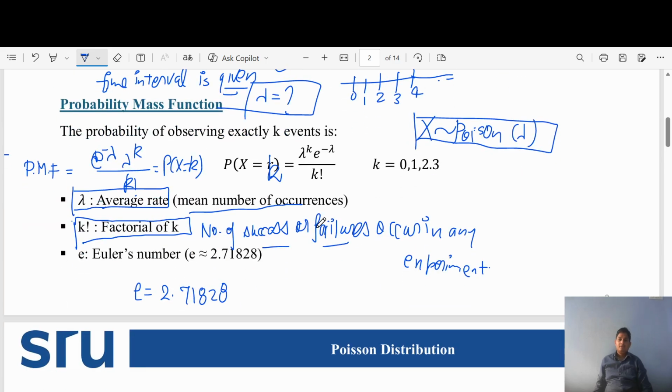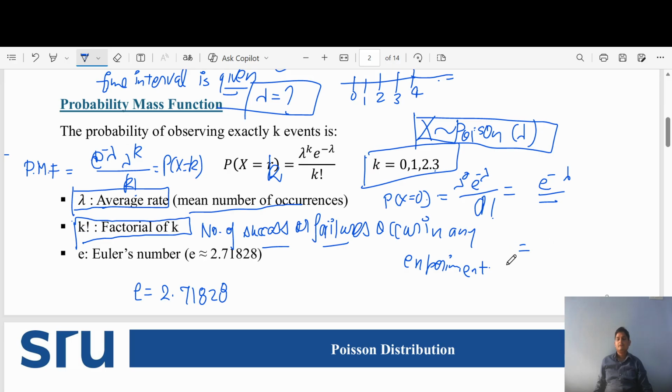Here we also mention that k goes over 0, 1, 2, 3, the non-negative integers. So P(X = 0) means if we put 0 in this formula, we get e to the power minus lambda, lambda to the power 0, upon 0 factorial. This becomes e to the power minus lambda. If we put 1, 2, 3, then you evaluate the formula for each k.